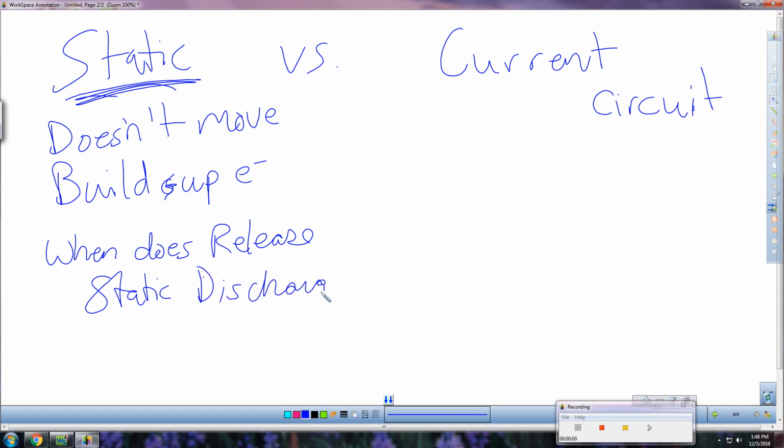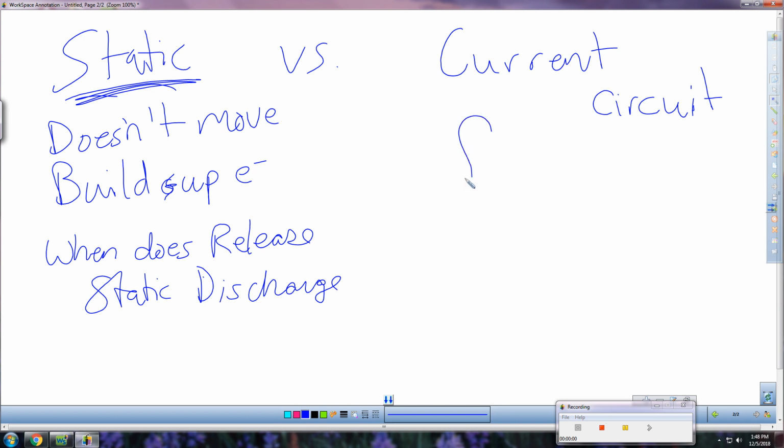One of the biggest examples of static discharge is what you see in storms when it's lightning. The clouds are building up electrons as the molecules move up and down inside the cloud, and once enough electrons build up and it gets close enough to the ground, it can discharge and create that lightning bolt that you see.